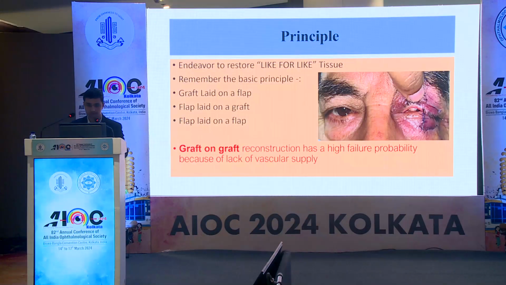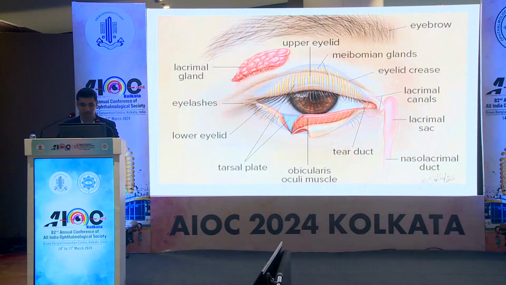So what are the basic principles of reconstruction? We need to restore like tissue for like. Remember the basic principle: graft when laid on a flap, flap when laid on a graft, and flap when laid on a flap. All three have a very good post-operative outcome, but a graft on a graft reconstruction has a high failure probability because of the lack of vascular supply.